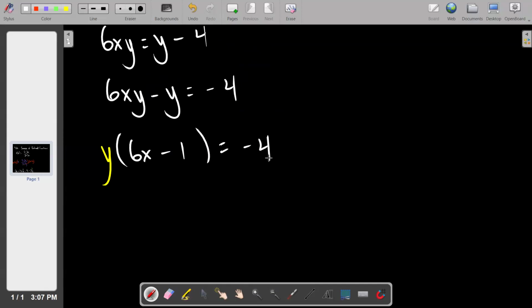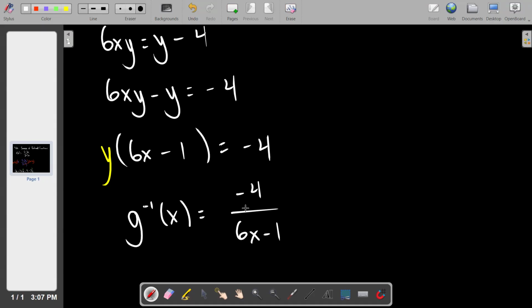And then final step. Divide. And instead of writing y equals again, when you're just going to have to copy it over, let's just jump right to it and write g inverse of x equals. And what is the answer going to be? Negative 4 over 6x, minus 1.